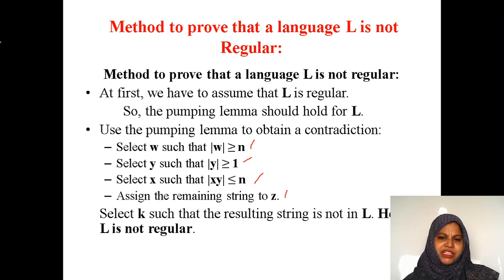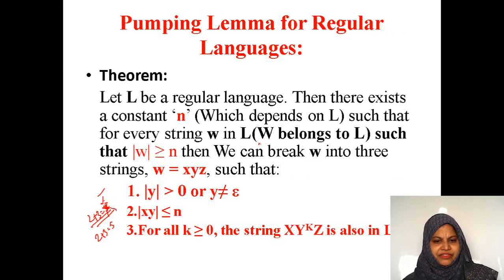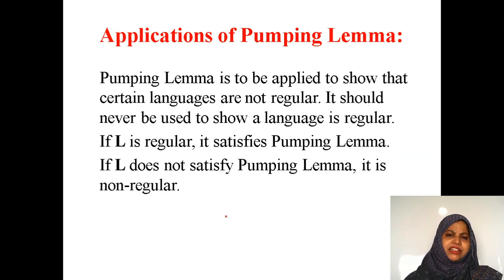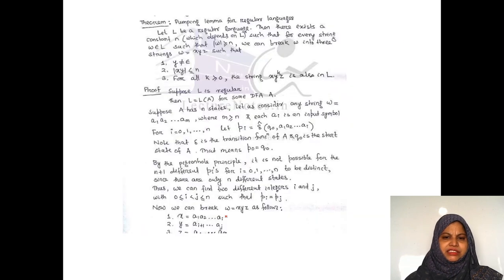Here we have to follow these rules: |y| greater than 0, |xy| less than or equal to n, and for all k greater than or equal to 0, x y power k z belongs to L. See here.